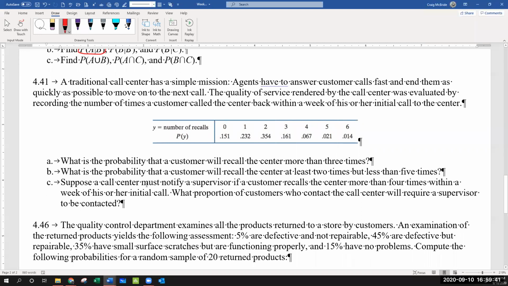So part C, suppose a call center must notify a supervisor if a customer recalls the center more than 4 times within a week. Well, more than 4 would be just 5 and 6, because that's what more than 4 means. So what proportion of customers who contact the call center will require a supervisor is simply these two numbers added together. So 0.035, 3.5%. All right. That makes sense.